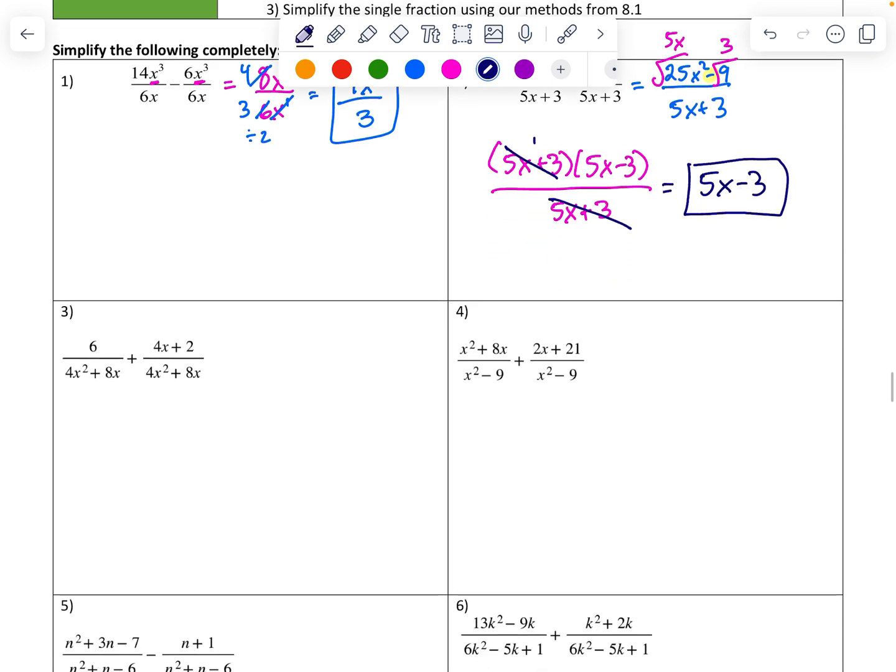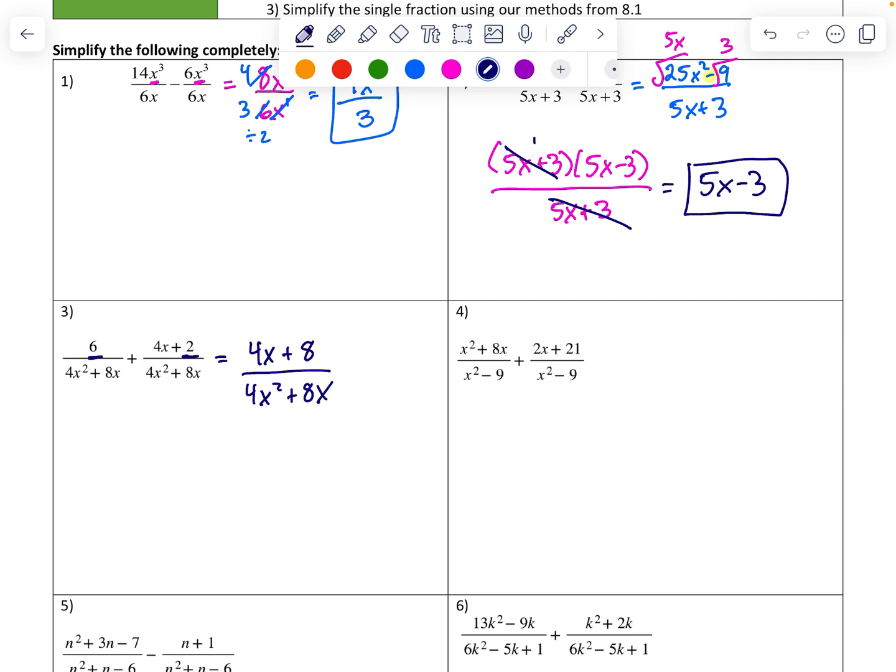Let's look at number 3. I see common denominators, so that's nice. So let's add these together. The 6 and the 2 are like terms, so the 4x stays the same, and I can add 6 plus 2 is 8. And then the common denominator stays the same.